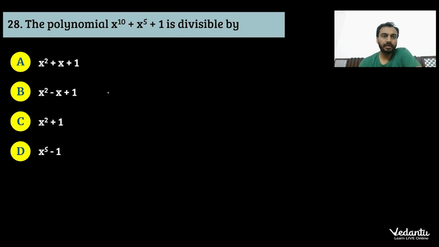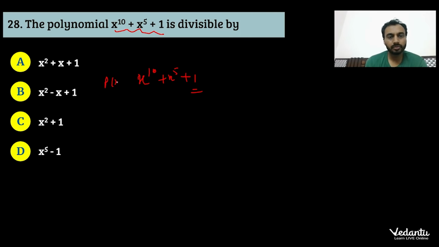We have to find which factor divides this polynomial. So if we try to find the roots of this polynomial, x power 10 plus x power 5 plus 1, and go for the integer roots, as the constant term is 1, the only integer roots possible are 1 or minus 1. Clearly these do not satisfy this polynomial.